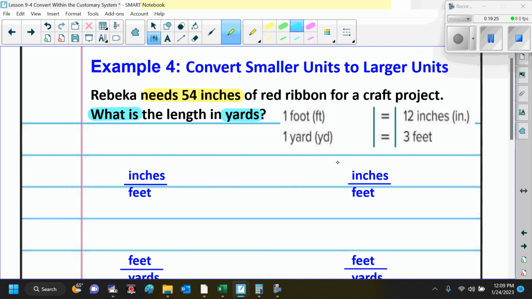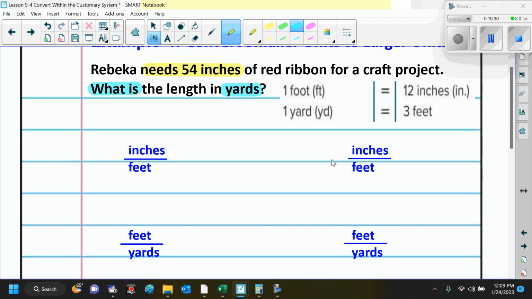Can I go from inches to yards? No. So I have to go from inches to feet and then go from feet to yards. Is everybody clear? Okay? Very good. So, what's my original ratio? For feet and inches, of course, everybody knows that one, right? How many inches in a foot? 12 inches in 1 foot. So we have 12 to 1. Is everybody clear? And now we want to change inches to feet, right? So where does my 54 inches go?